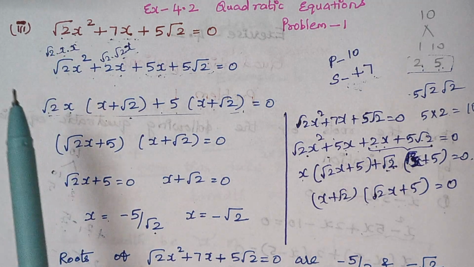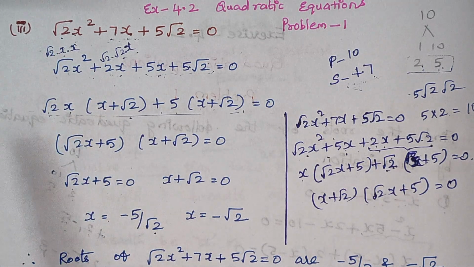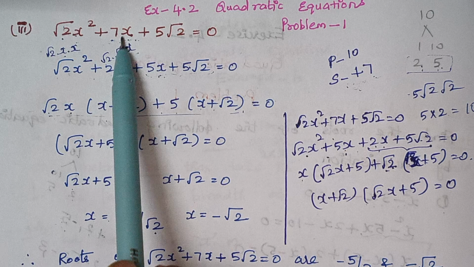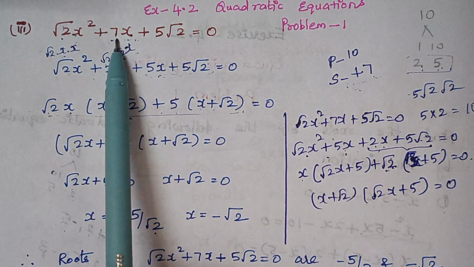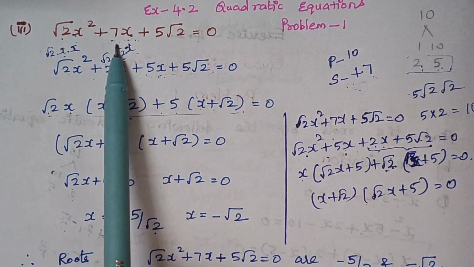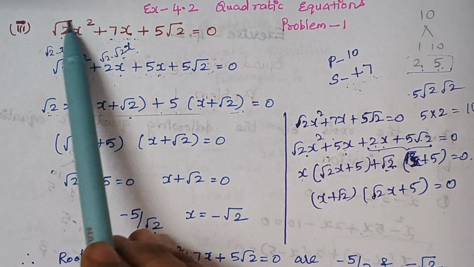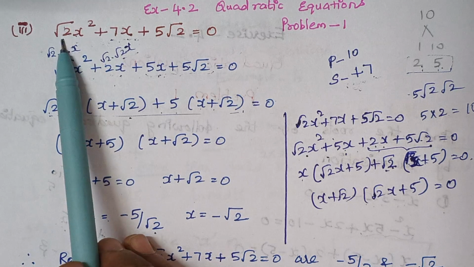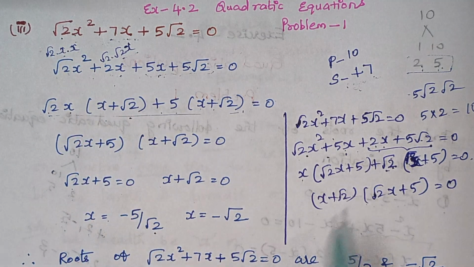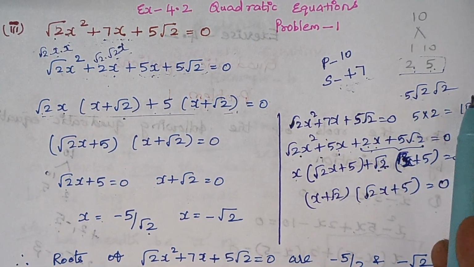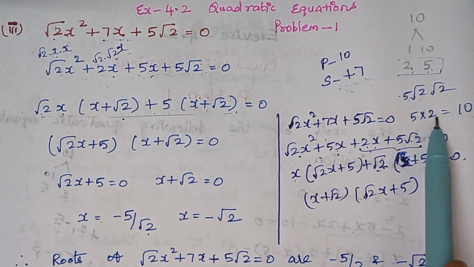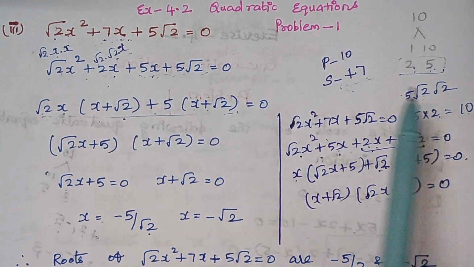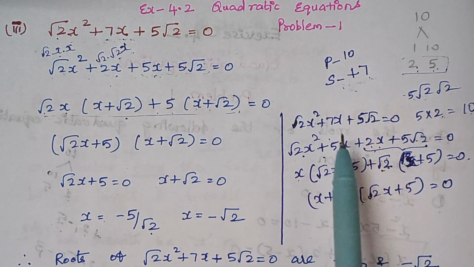You have to select two numbers in such a way that when you add or subtract the two numbers you should get this as the answer, that is plus 7, and when you multiply, you should get this number as the answer, that is 5 into root 2 into root 2. So 5 into root 2 into root 2 is nothing but, root 2 into root 2 gives you 2, so 5 2s are 10, and here the sum should be plus 7.